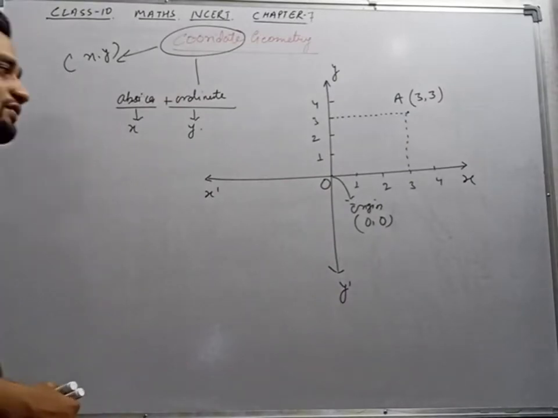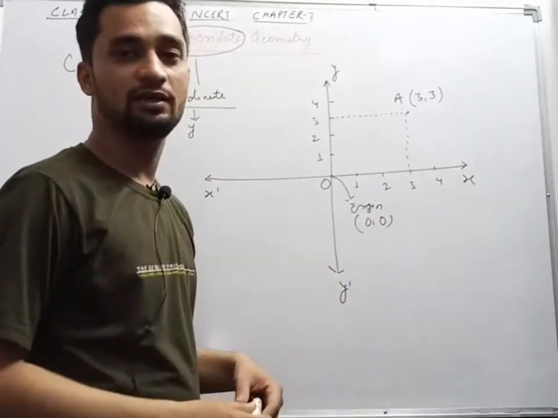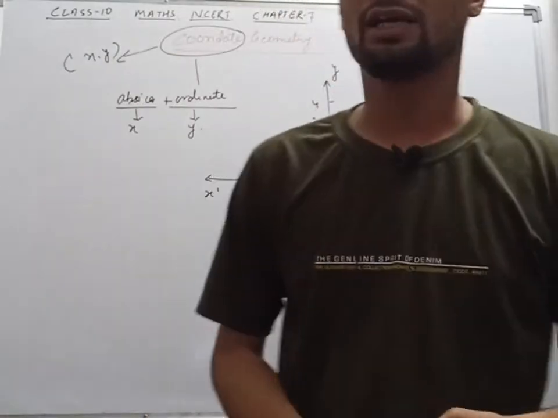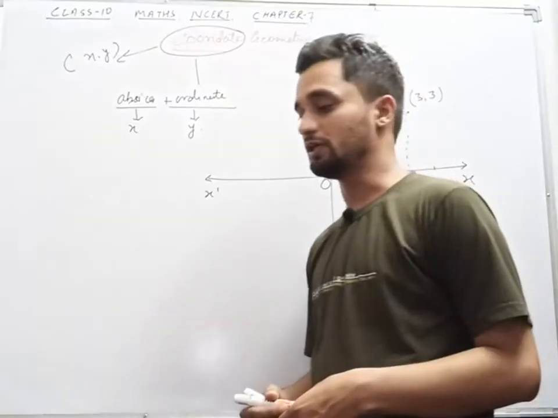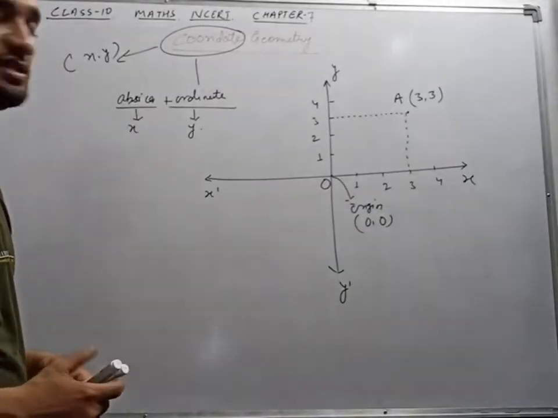In this chapter we are going to find the distance between points in a plane, and we'll see the section formula, and at the last we'll see the area of a triangle. That will be applicable for finding the area of a quadrilateral. So without wasting our time, let us see what the distance formula is.